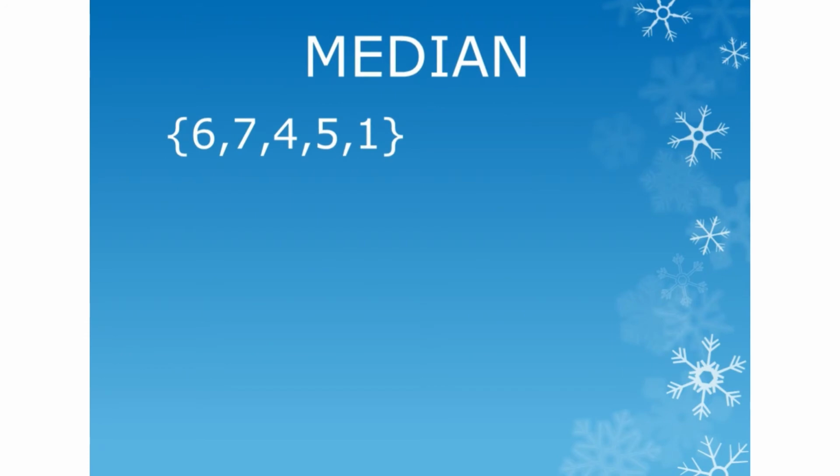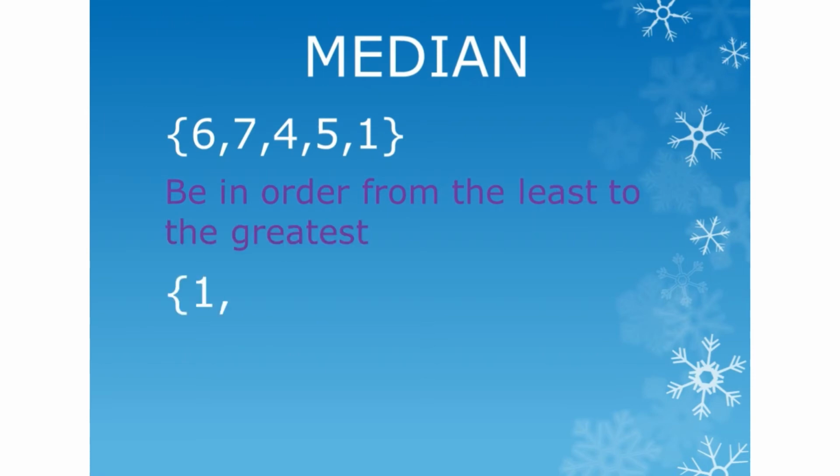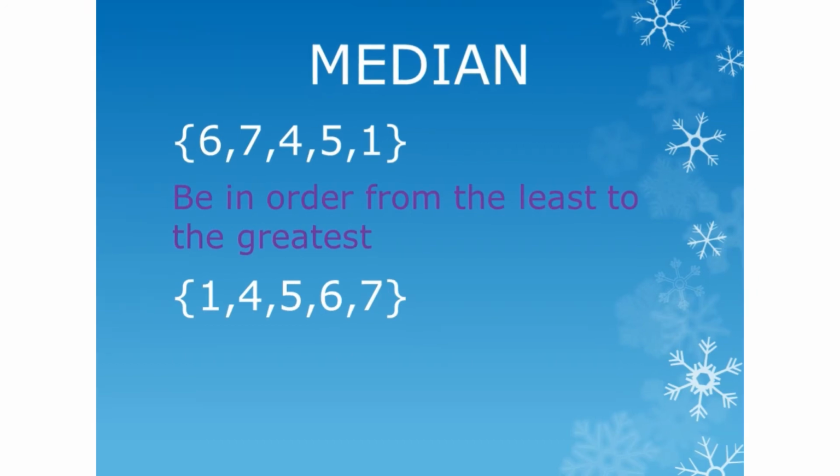We need to find the median of this, so it should be in order from the least to the greatest. Therefore, we will rewrite the data set from the least to the greatest. So now we'll have 1, 4, 5, 6, and 7. To find the median, we have to look for the middle number. And to find the middle number, we should have equal numbers on both sides of the middle number.